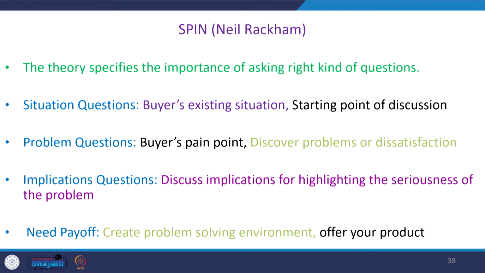Now situation questions are the ones you ask to understand the buyer's existing situation. This could be the starting point of discussion, right? Once you have analyzed their existing situation, you get to the problem questions, because from their situation you will be able to figure out the buyer's pain point. You make them realize, okay, this is the problem that you could be facing, and you have a discussion about any dissatisfaction or hassle that they might be facing.